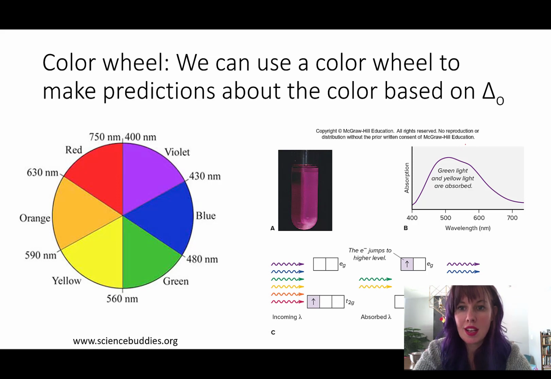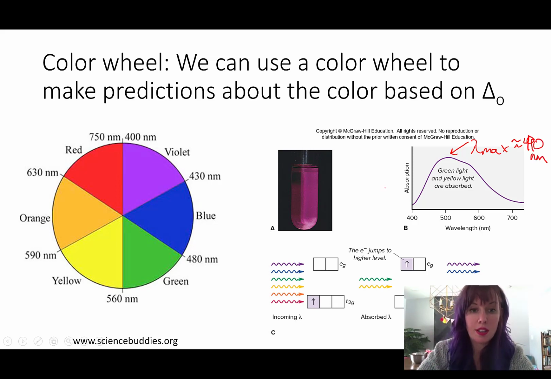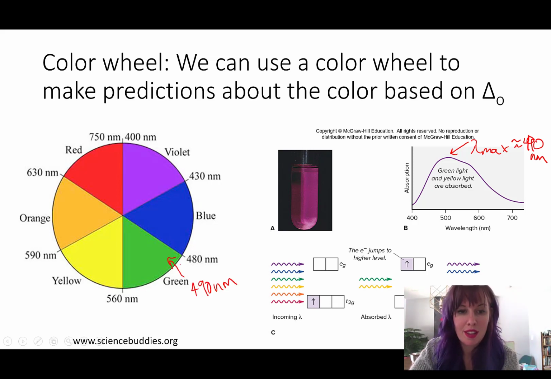So remember that we said that this lambda max was around 490 nanometers. So we can look on this color wheel and we can see, oh, 490 is a green wavelength. So if we're absorbing green, we can make predictions. It's a band, so it's multiple wavelengths that are being absorbed. We're absorbing in the green, yellow, and what we're transmitting is in the red, violet. So you're going to observe the color on the opposite side of the color wheel from what is absorbed.